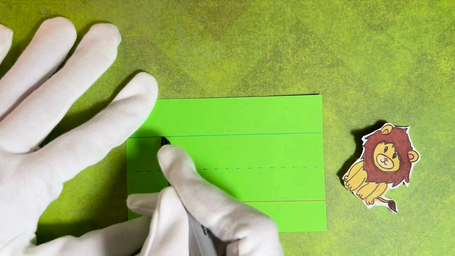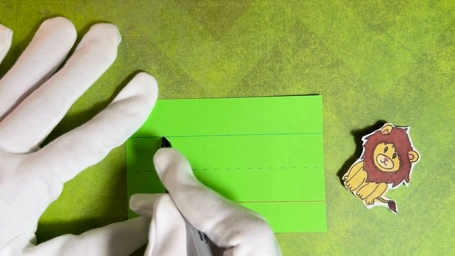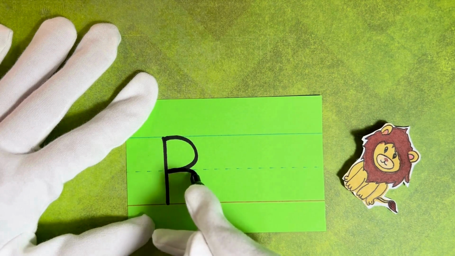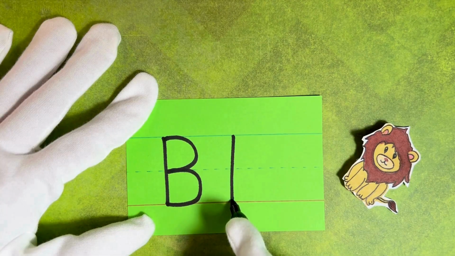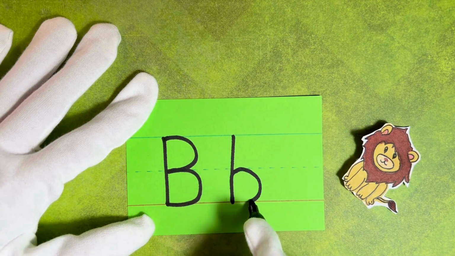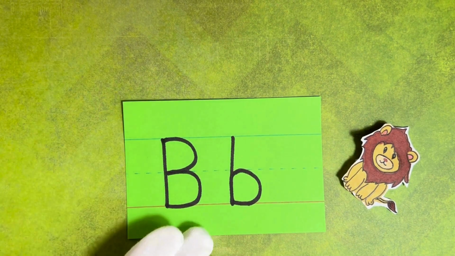To form the letter B, pull down with a stick, curve to the right once and twice to the bottom. Pull down for the lowercase, go back up, curve to the right, and meet the stick on the left.